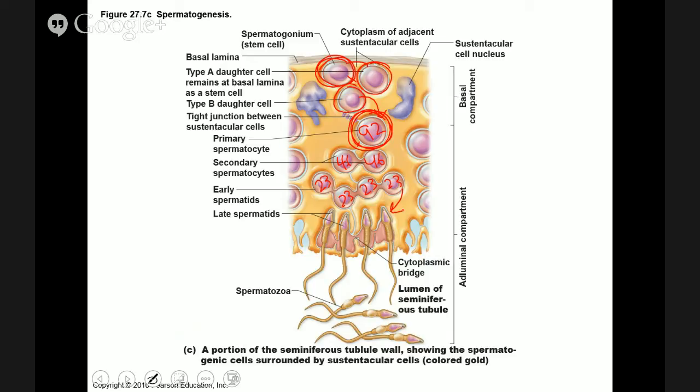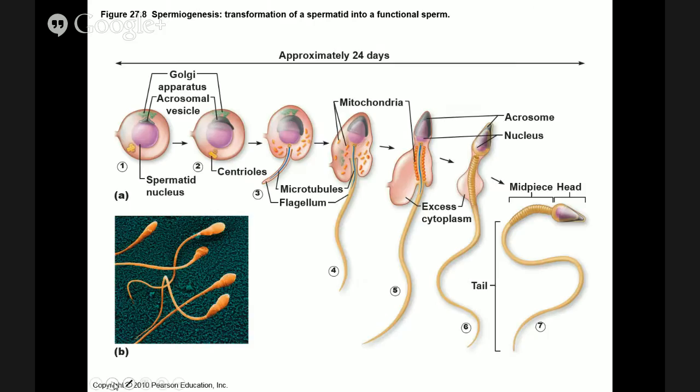So this is all happening within the seminiferous tubule. That's where we are right here. Here's the outer wall of the seminiferous tubule, and then this is going to be the lumen, or that opening. The sperm will make their way from the seminiferous tubules through the straight tubules into the rete testes, then to the epididymis where they get stored. It takes about 24 days for a sperm to develop into a fully functioning cell.